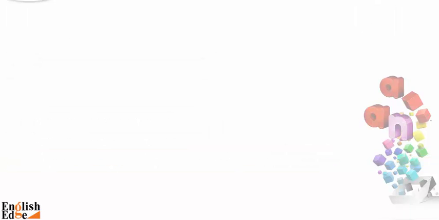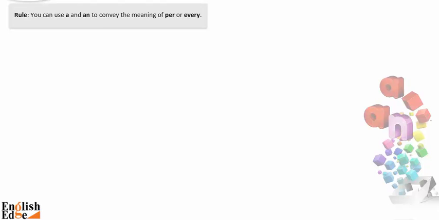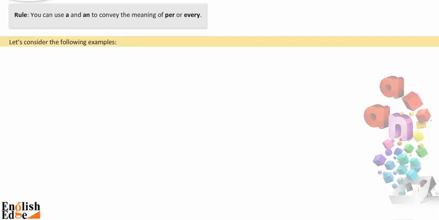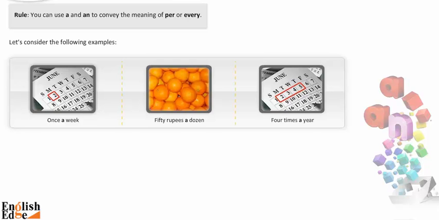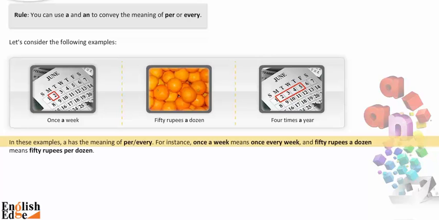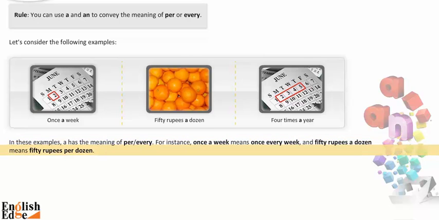Here we will learn how indefinite articles are sometimes used instead of per and every. Consider this rule. You can use a and an to convey the meaning of per or every. Let's consider the following examples. Once a week, 50 rupees a dozen, 4 times a year. In these examples, a has the meaning of per or every. For instance, once a week means once every week, and 50 rupees a dozen means 50 rupees per dozen.